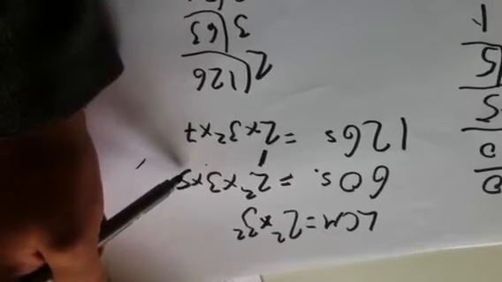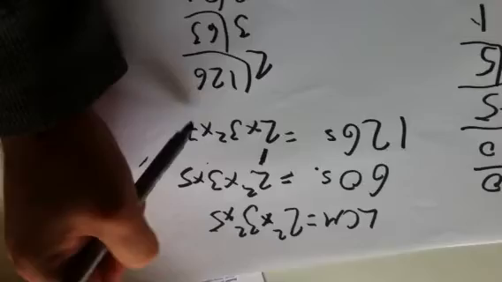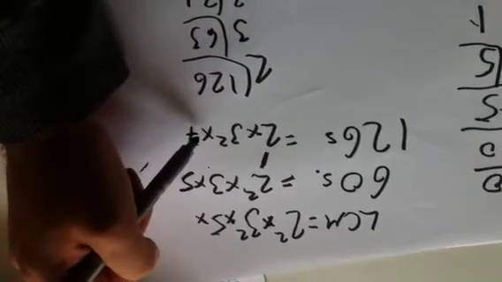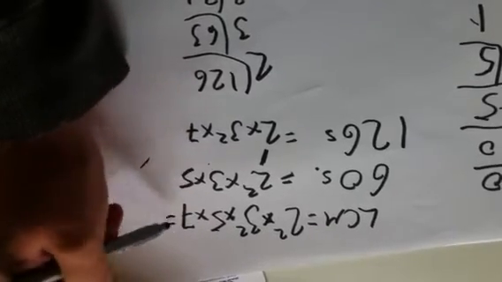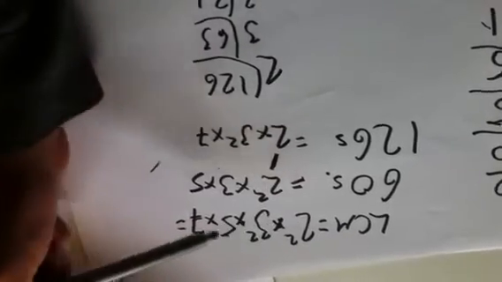What's the highest power of the next prime? 5. It's just 5. Now bear in mind that we can take that 5 even though there's no 5s here. We're just taking the highest power, because if there's no 5s it's really 5 to the 0. The next prime is 7, we can take that, and that's our lowest common multiple. It's expressed as a product of primes, so we've got to multiply it all out.